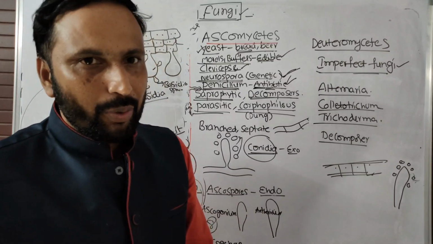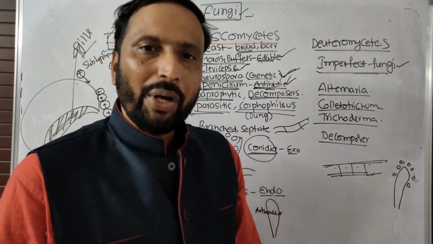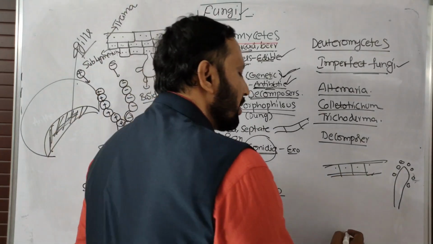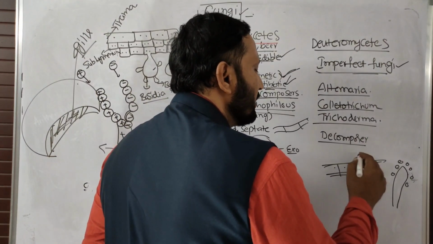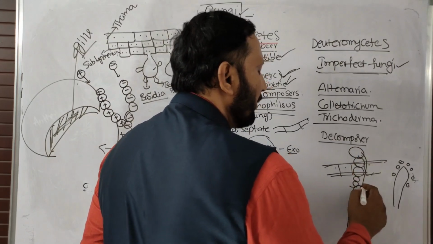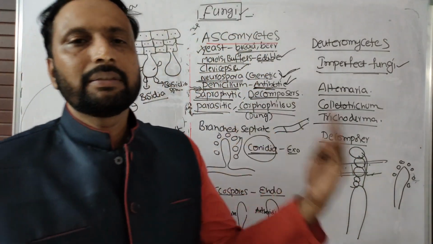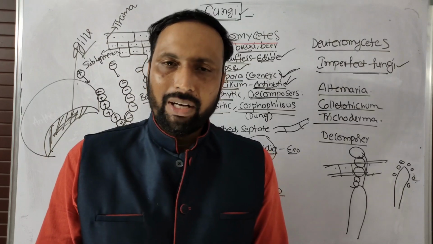Their asexual reproduction mainly takes place by conidia. You know, the conidia are formed on the conidiophore. The conidiophore, and these are the conidia. Conidia are formed in a basipetal manner. So this is the kingdom Fungi.